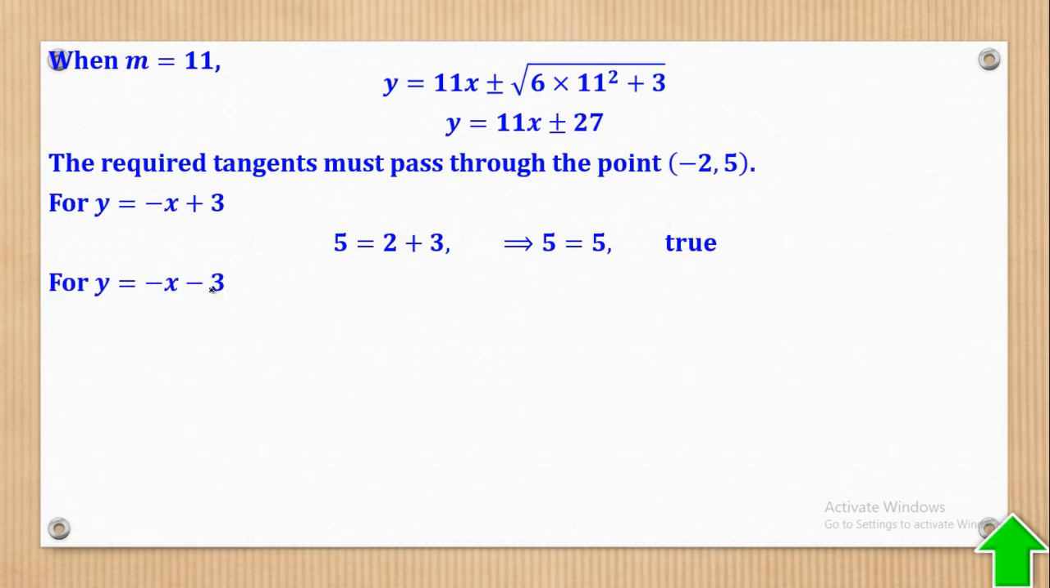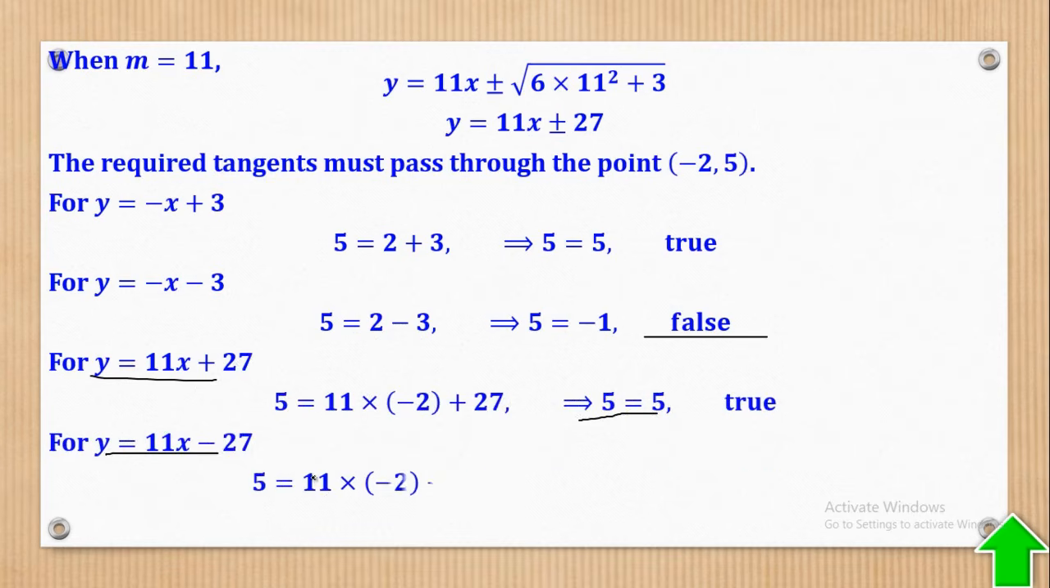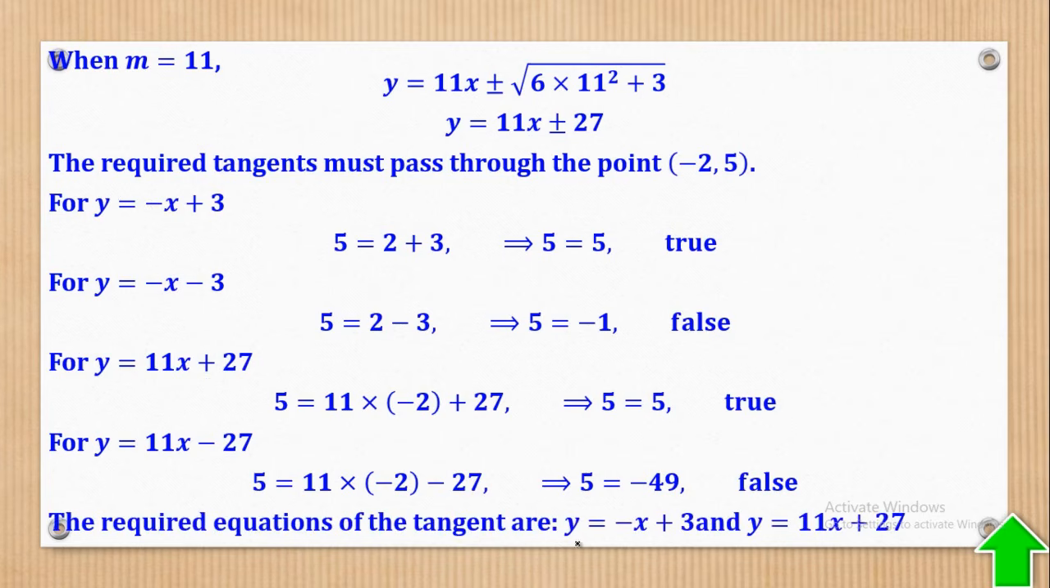What about for this other one? For this other one, when I substitute, it is false, meaning it is not required. Then for this one, when I substitute, I'll come up with this, which is required, and for this other one, when I substitute, I'll come up with this, which is not required. Therefore, the two tangents are this and that. So we shall conclude that the required equations of the tangents are this and that.